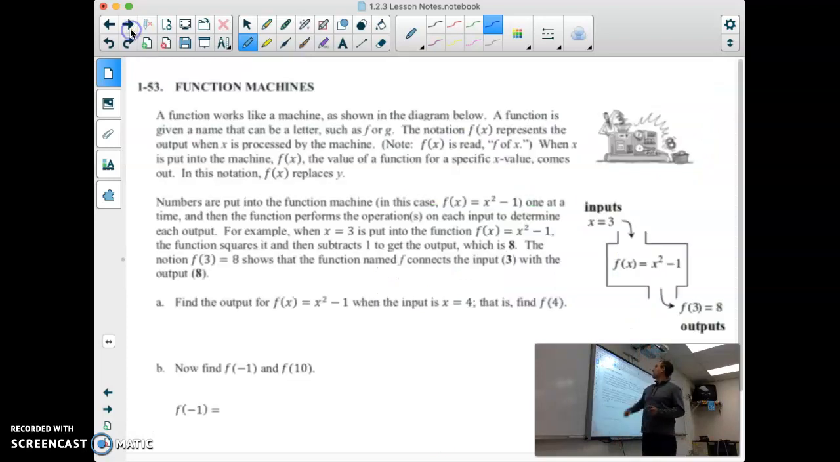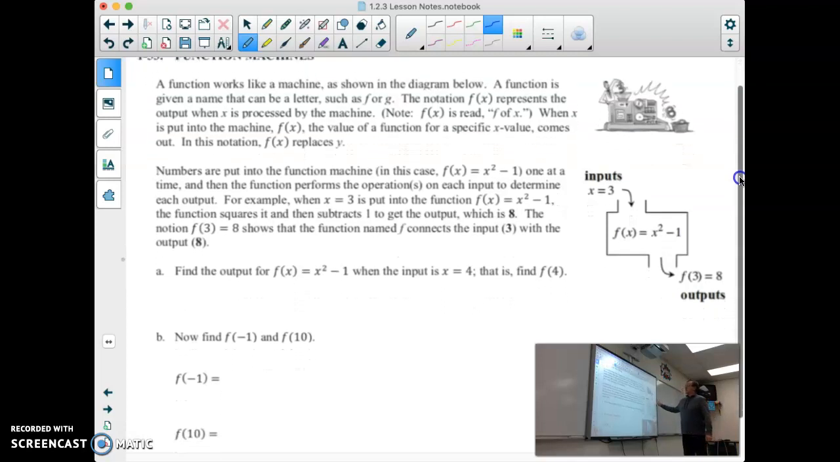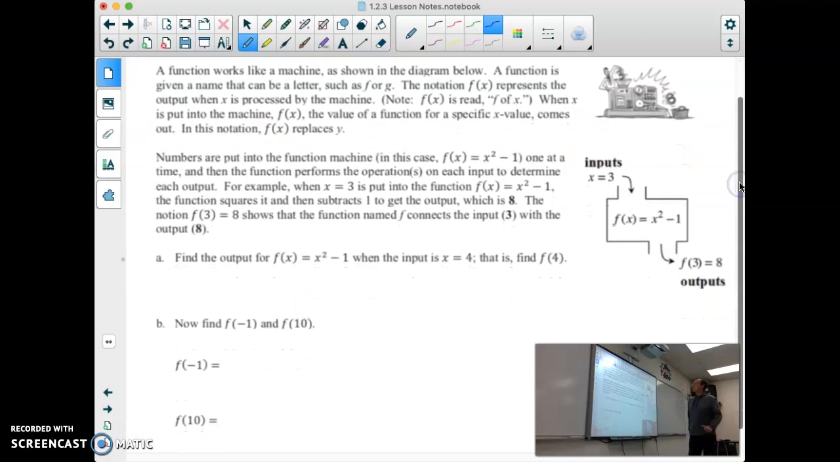So let's take a look at the next one here. If we change the notation a little bit, a function works like a machine, but we're going to add a different notation. So the notation f of x represents the output when x is processed by the machine.